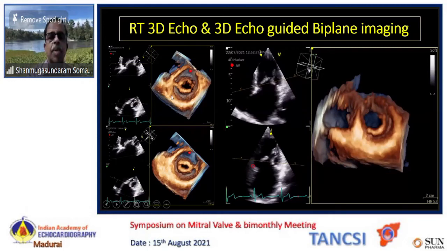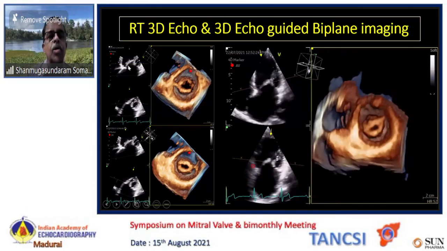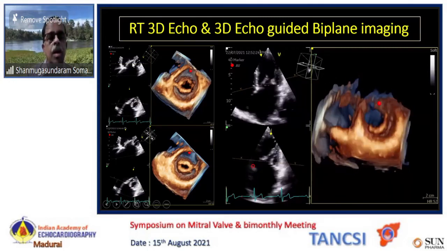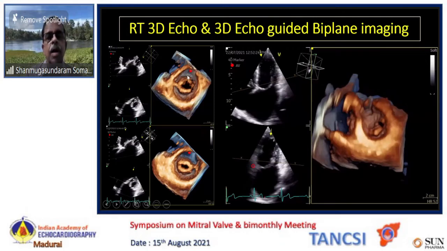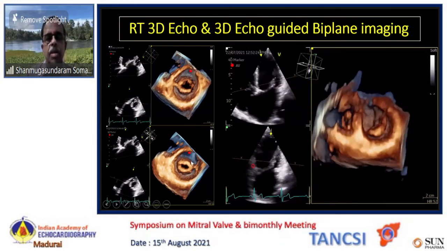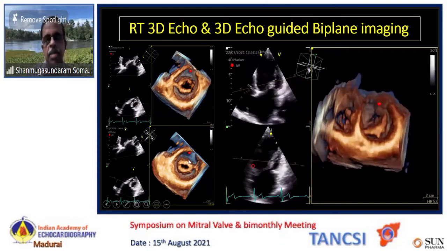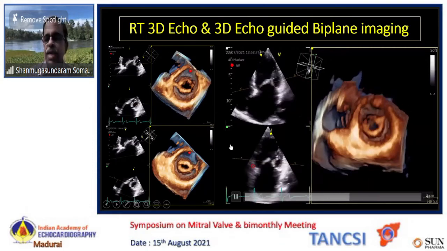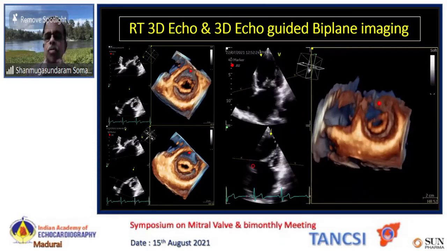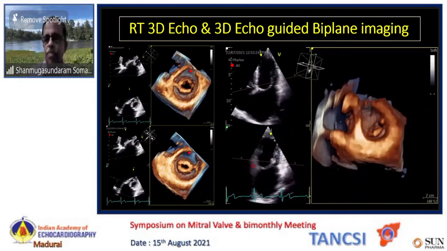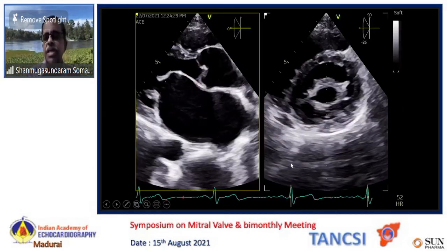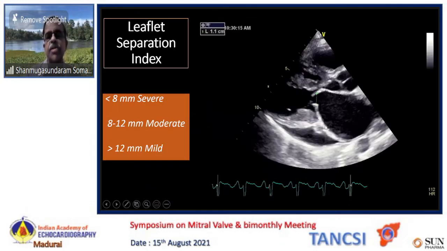Look at this example. When I move the slicing a little below the tip of the mitral valve, you get a little larger orifice area, but the true orifice area is this. But with the help of 3D, you exactly know that you are at the tip of the mitral valve. You will be able to measure it accurately. This is 3D guided biplane imaging. You can place the cursor exactly at the tip of the mitral valve and get a true orifice size.